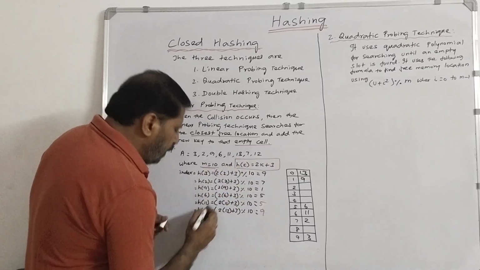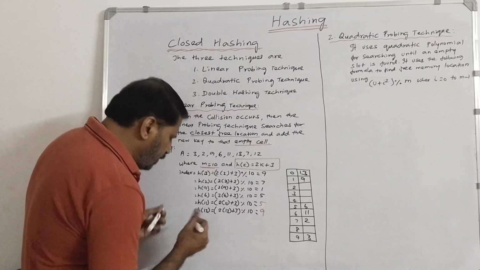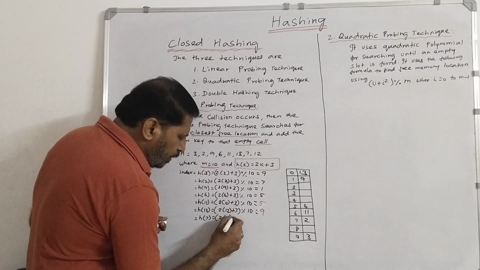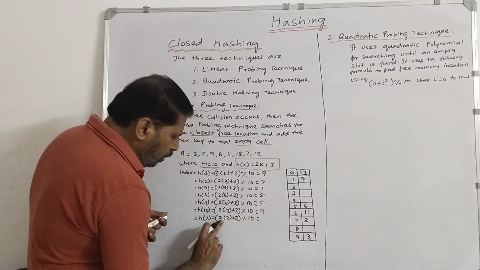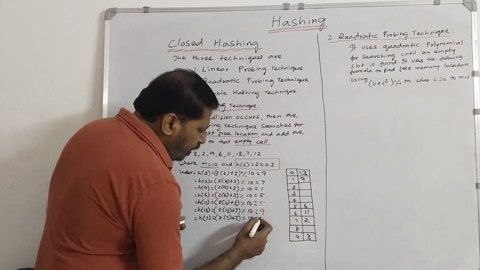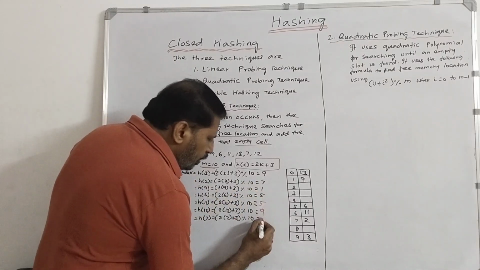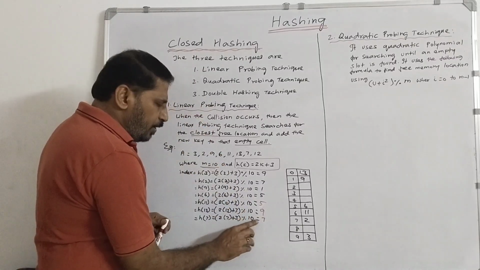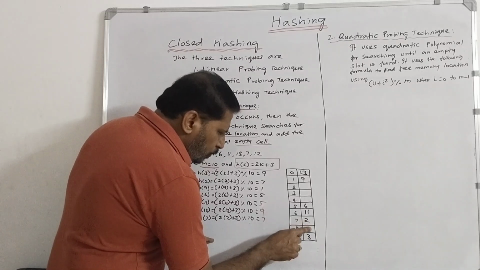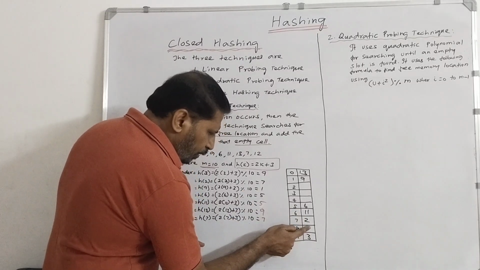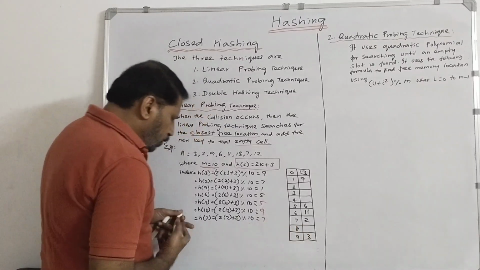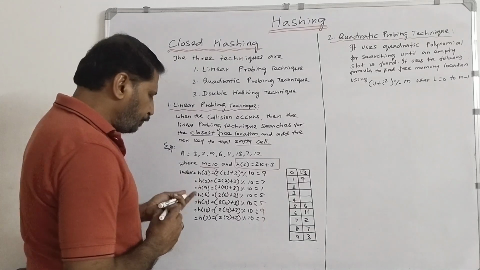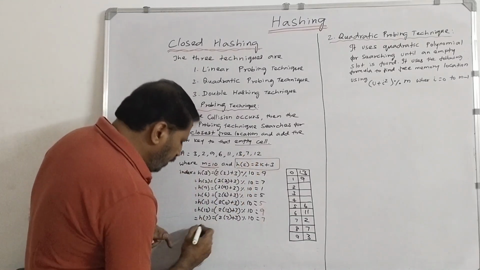Then once again we take the next number, which I think is 7. h(7) = (2 × 7 + 3) mod 10. 2 into 7 is 14, plus 3 is 17, which means 7. 7 is already there, so it is a collision problem. To overcome the collision problem, we go for the linear probing technique. We go to 7 and take the next memory location, the 8th location. The 8th location is free, so I store number 7 there in the 8th location.